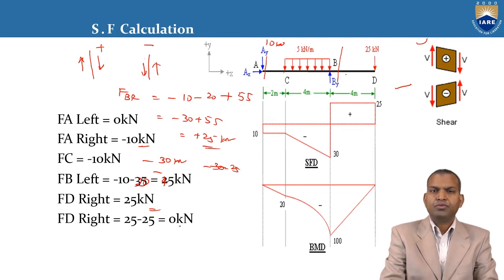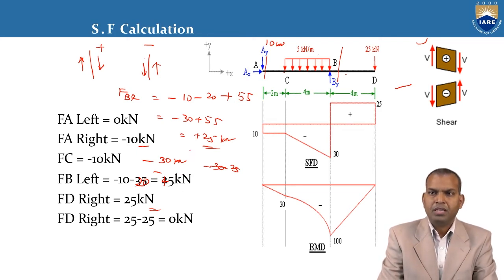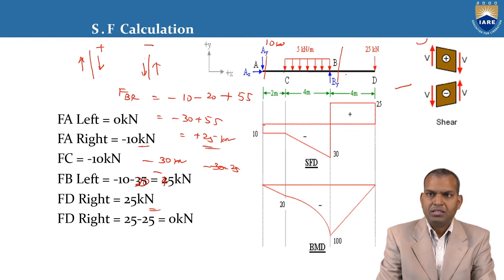Now how to draw the shear force diagram by using these values? Yes, at point C, there is a point load, it is minus 10, coming downwards and constant up to C. From C to B is the UDL, uniformly distributed load. That means it is varying linearly. Now it is coming downwards up to minus 30.